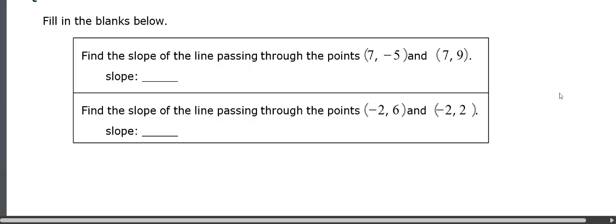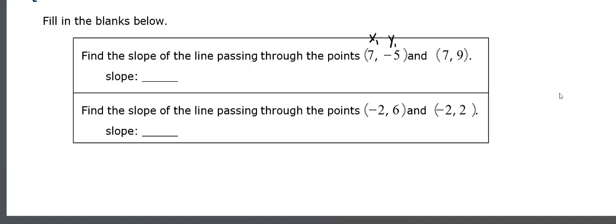Our next example, we're asked to find the slope of the line passing through the points (7, -5) and (7, 9). And then the second problem would be find the slope of the line passing through the points (-2, 6) and (-2, 2). So what we do is label x sub 1, y sub 1, x sub 2, y sub 2, and plug it into our formula. Remember, our formula is m equals y sub 2 minus y sub 1 over x sub 2 minus x sub 1.